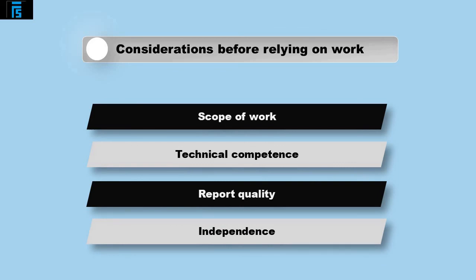Independence. If the internal auditors report to the audit committee, this would improve independence and also how reliable they would be for the external auditor. Based on what we've just mentioned, the external auditor would then decide whether they can use some of the internal auditor's work as evidence.